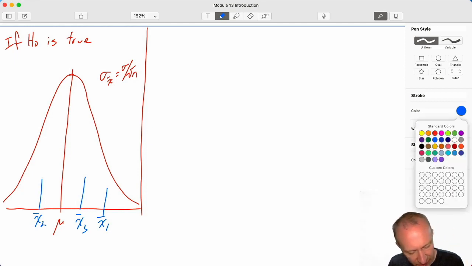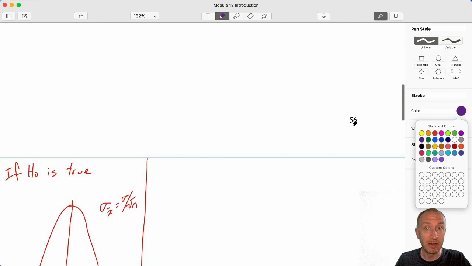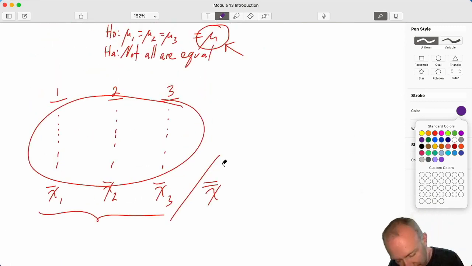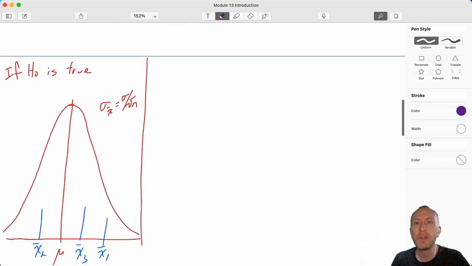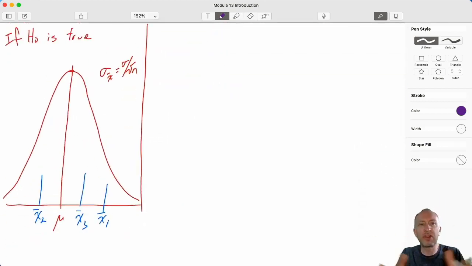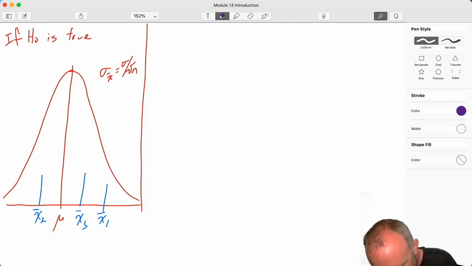Now, if they all came from that one distribution, what would my grand mean look like? So where would this be? Well, we'll get into the calculations for the grand mean in later videos, but it's going to be roughly an average of those 3 sample means. It is reliant on sample size, but an approximate average of those 3 sample means. So let's say my grand mean is somewhere here.